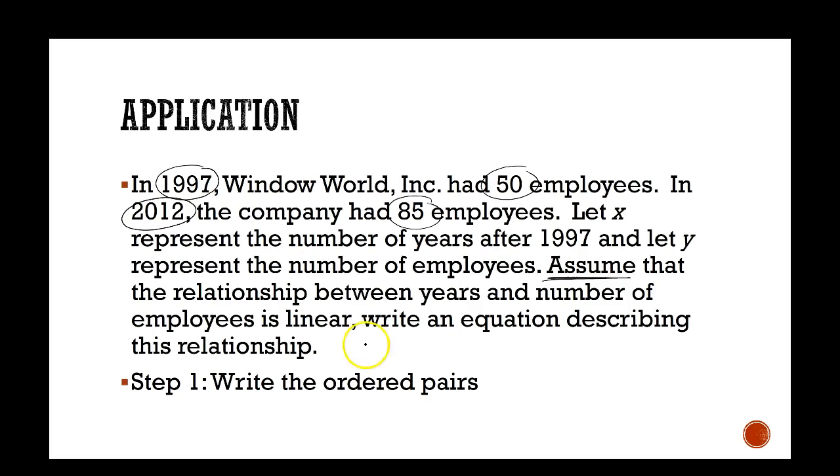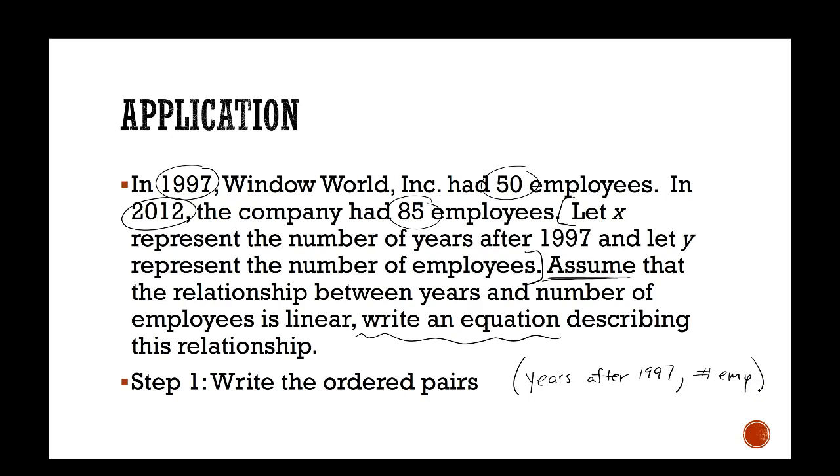Our ultimate goal is to write an equation. Okay, so another important part is this here. So we want to figure out, well, it's going to tell you what we're going to represent X and Y as. So X is years after 97, so years after 1997. So that's what that X value is going to represent. Y is number of employees.